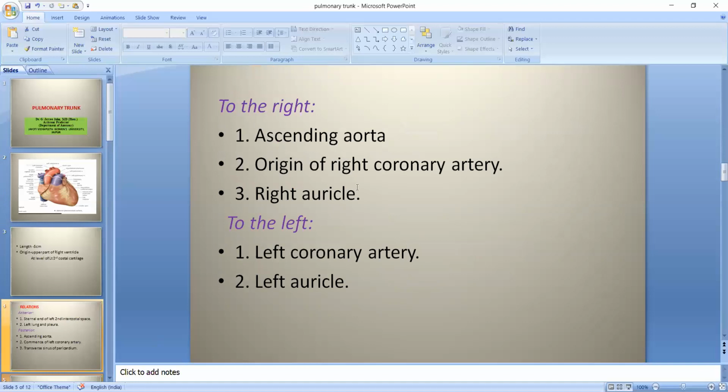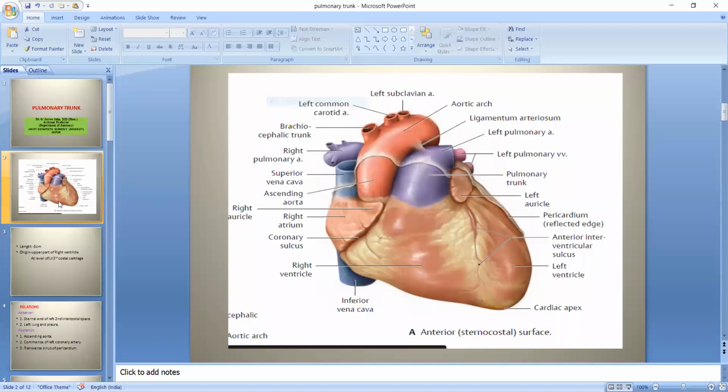To the right, the ascending aorta, the origin of the right coronary artery, and the right auricle. So on the right side, some portion of the ascending aorta is also related. This is the right atrium and this portion is the right auricle. The right coronary artery we are not able to see here. So the right auricle, ascending aorta and right coronary artery are related from the right side to the pulmonary trunk.